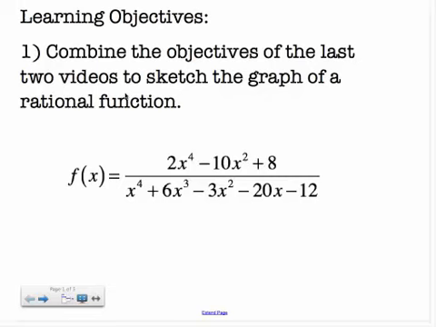Okay, so today we're going to combine the objectives of the last two videos and put it all together and come up with some decent sketches for rational functions. We're only going to do one example in the video because these examples can be kind of long. And I think this example will contain all the different elements you're going to encounter when you graph rational functions. So we're going to try to sketch a nice graph of this rational function right here.